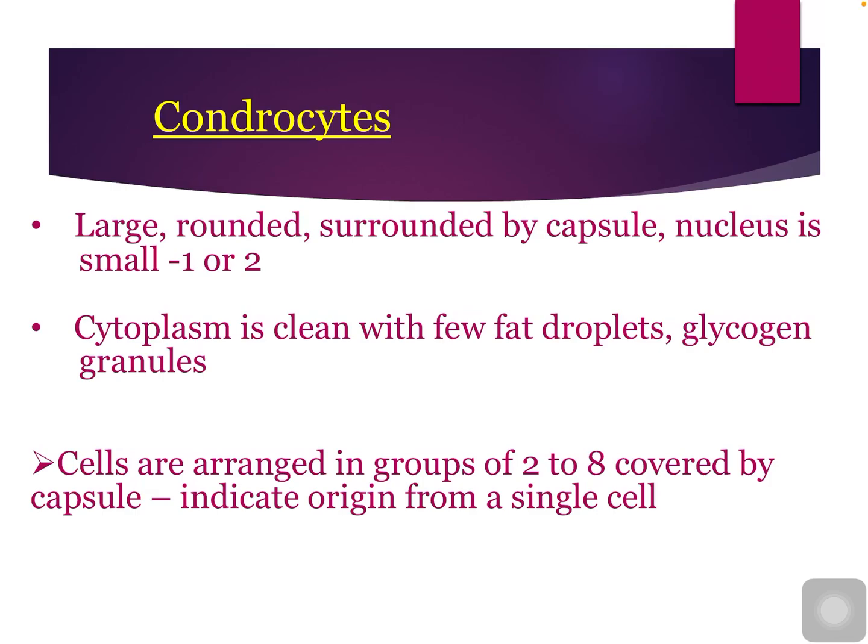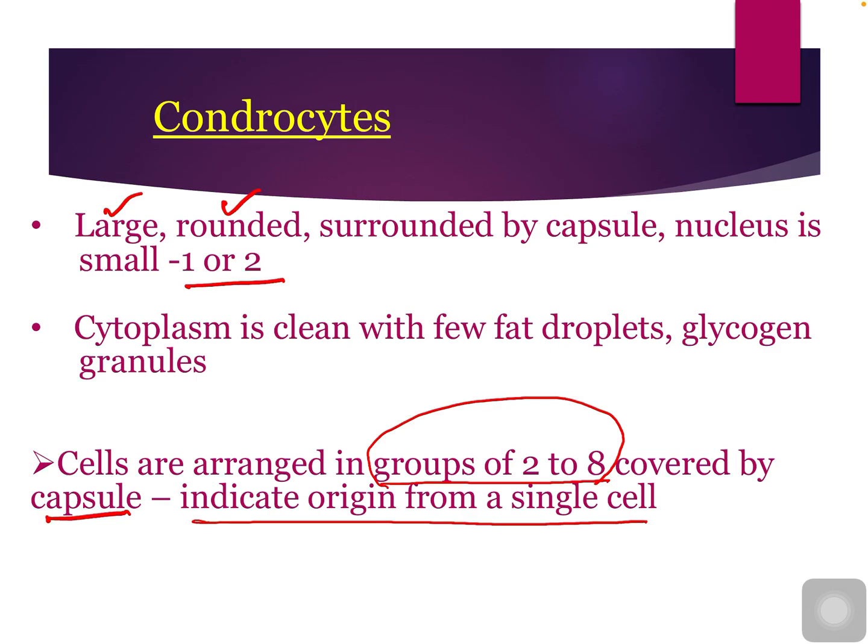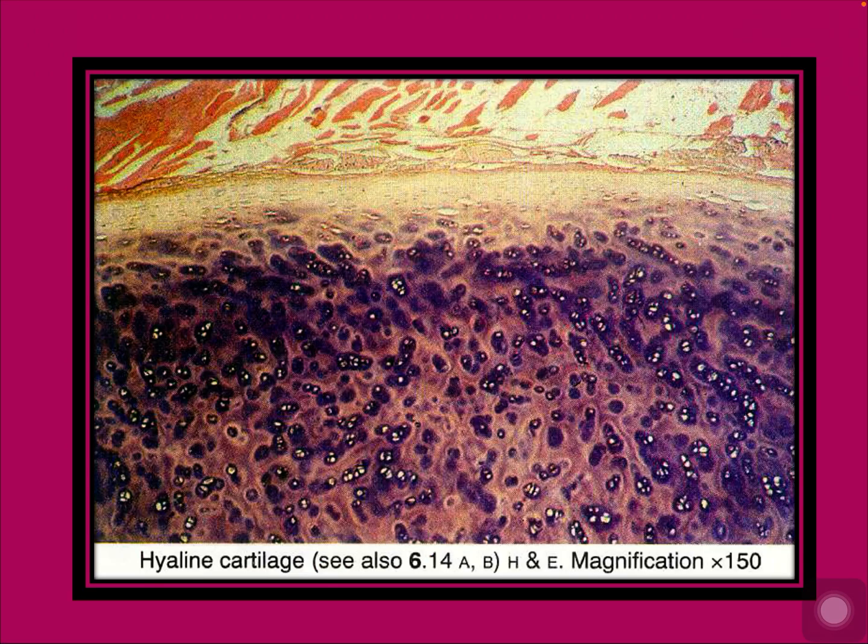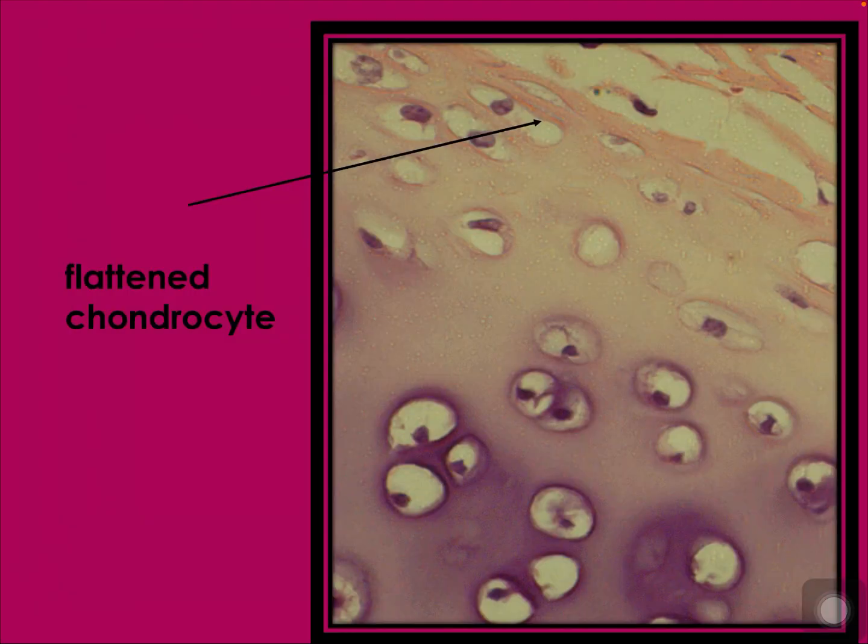What is the appearance of chondrocytes? They are large, rounded, and have a very small nucleus, one or two. Cells are arranged in groups of 2 to 8, covered by one capsule, indicating the origin from a single cell. So the identification feature of hyaline cartilage is chondrocytes arranged in groups of 2 to 8. So this is hyaline cartilage. This is perichondrium. We can appreciate the group of cells. This type of appearance is typical of hyaline cartilage. As we told, the chondrocytes adjacent to the perichondrium are flattened. Deeper ones will be rounded.